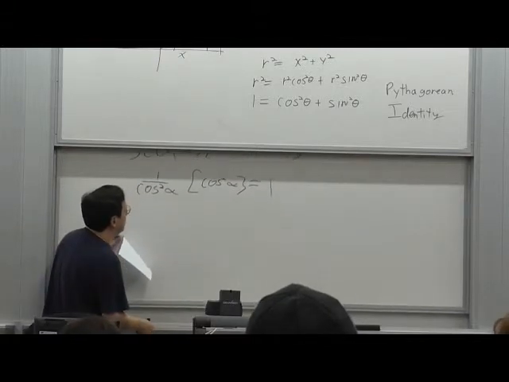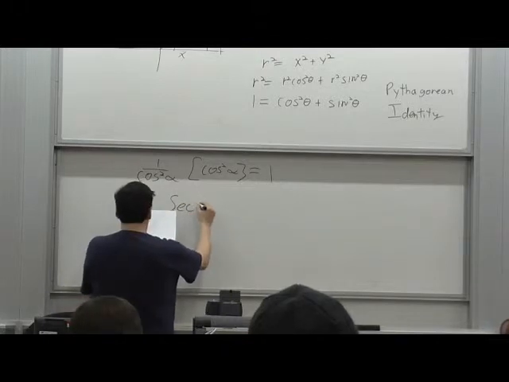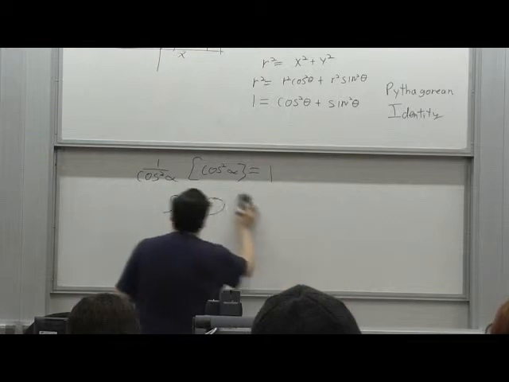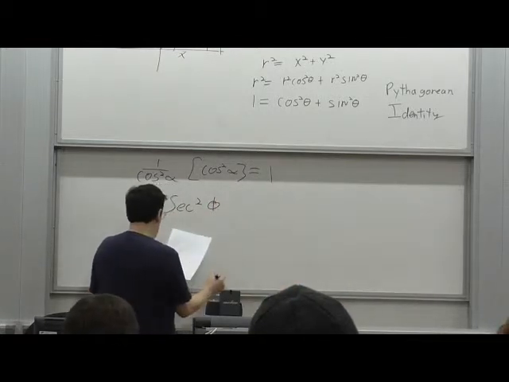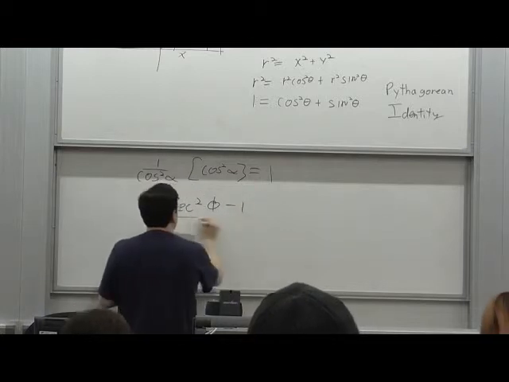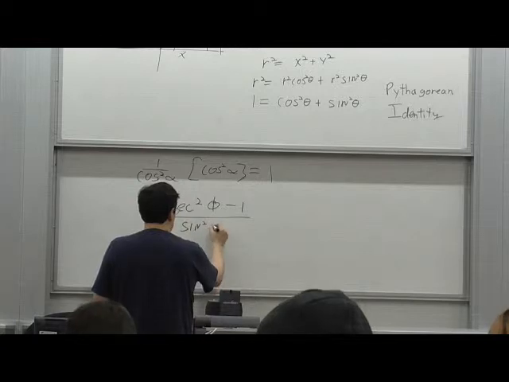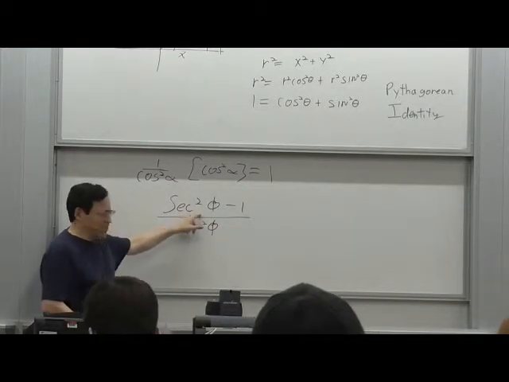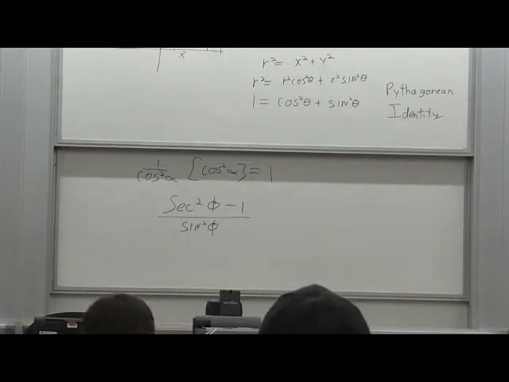Okay, number 2. We have secant squared phi, another Greek letter, minus 1 over sine squared. So immediately you look at this and you think, gee, since we're doing Pythagorean identities, does that look like anything over here?